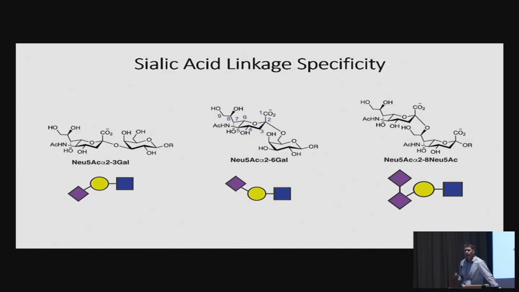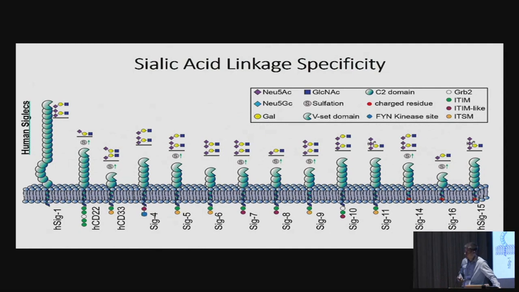So Siglecs, this was one of the first things that was described all the way back in the 90s. We realized that Siglecs have specificity in terms of the linkage they recognize. And for most Siglecs, this has been, I would say, fairly well established at this point. You can go through each of these and see that each one has a slight preference for the linkage. Some are very strict and some are a little bit sloppier, but overall they have preferences.